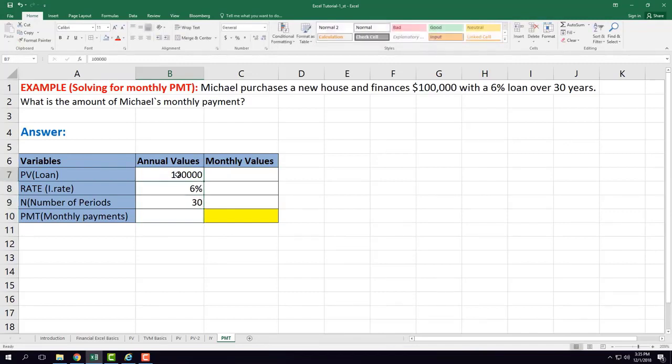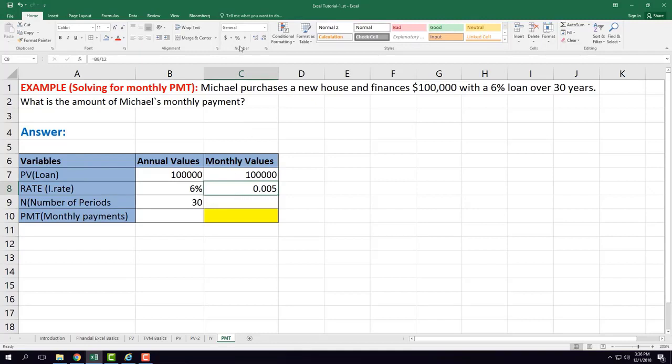Okay, so these values are annual values. So in the next column, in column C, I'm going to convert these values to monthly values. Okay, so the loan is going to be the same, exactly the same, is equal to B7. Monthly interest rate is going to be right here, equal, and choose the annual interest rate and divide it by 12. So it has to be B8 over 12.